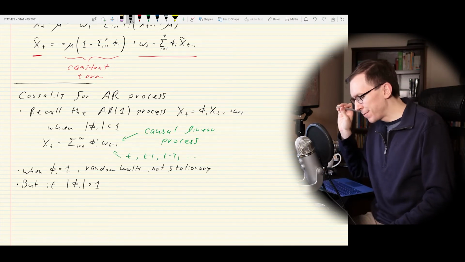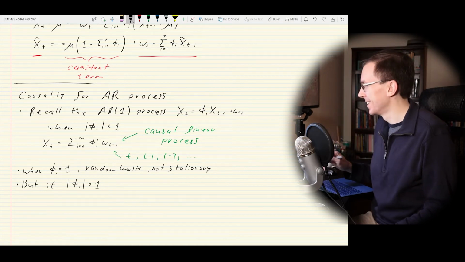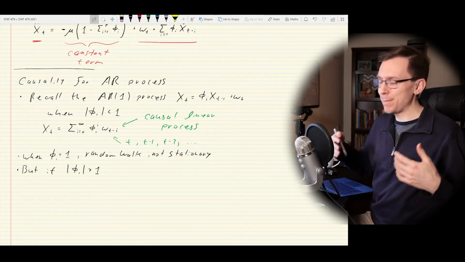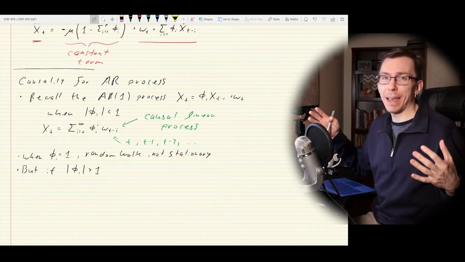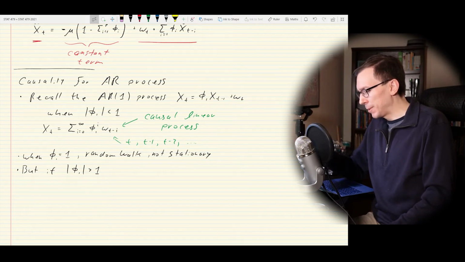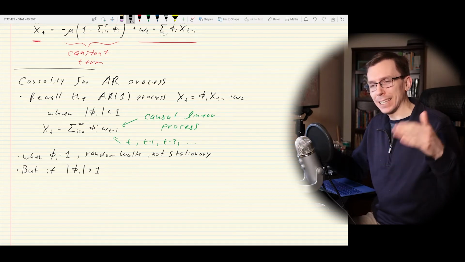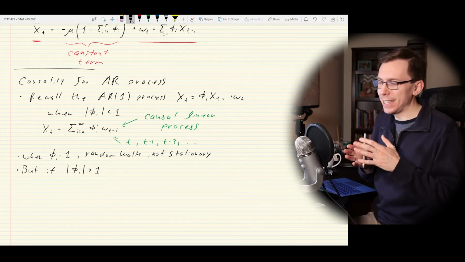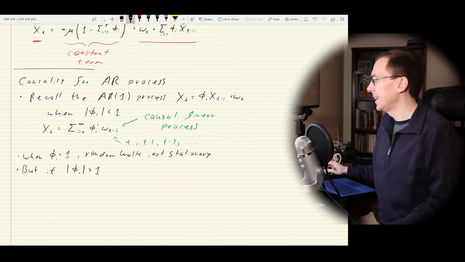But what happens if phi 1 is greater than 1? And now things get a little weird, so stick with me on this. We looked at this in some data settings. If I try to simulate a process, even if phi is just a little bit bigger than 1, this thing blows up exponentially. It explodes because instead of multiplying by something less than 1, so we decay geometrically, if phi 1 is greater than 1, now I'm multiplying itself by itself. I'm blowing up geometrically, and that's bad.